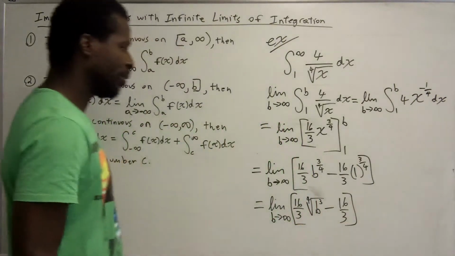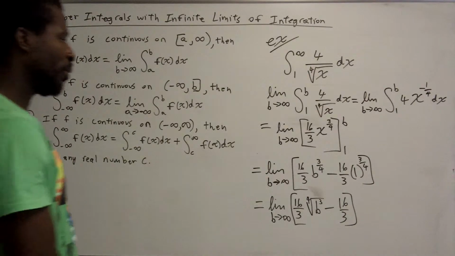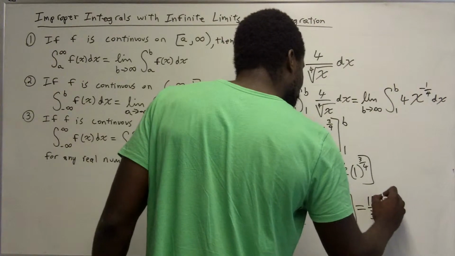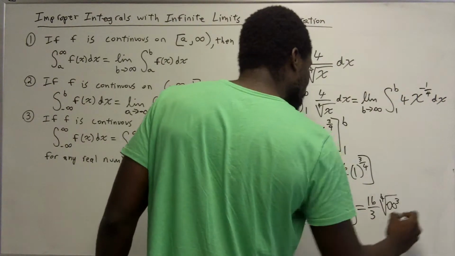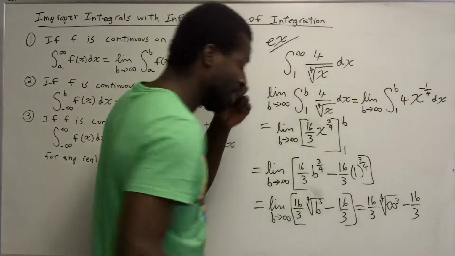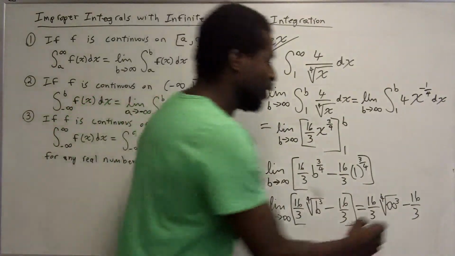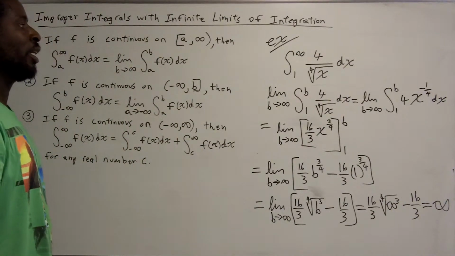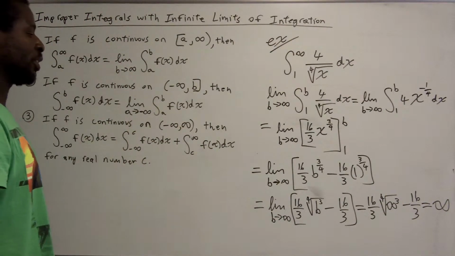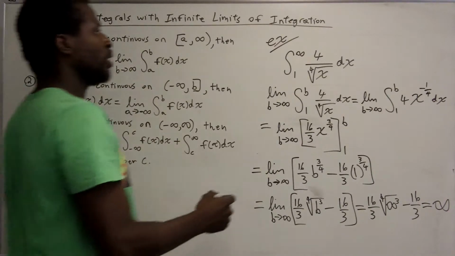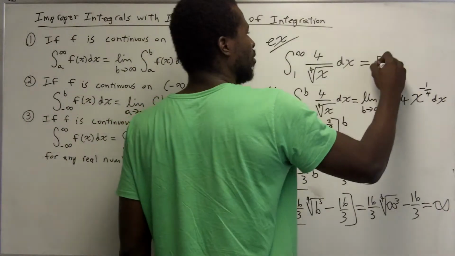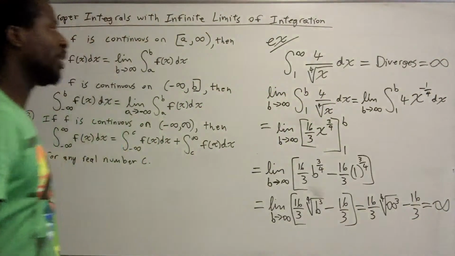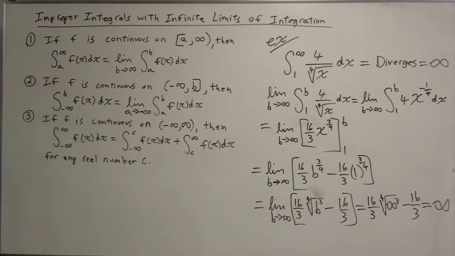So now I have to do the limit. When I do the limit, I'm going to do direct substitution. I get that this is 16 over 3 times the 4th root of infinity cubed minus 16 over 3, and any root of infinity is equal to infinity. So this integral is equal to infinity, which means that the integral actually diverges. This integral diverges because it's equal to infinity. So that is the application of the first definition.